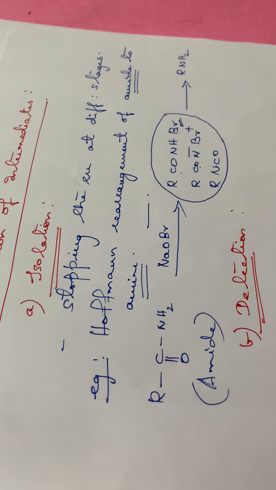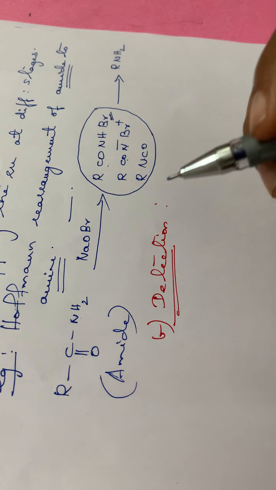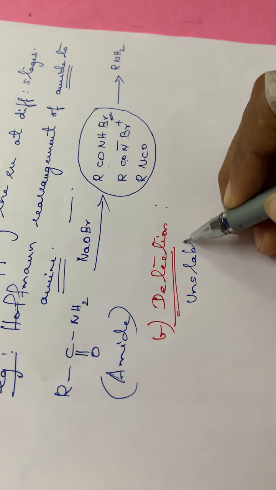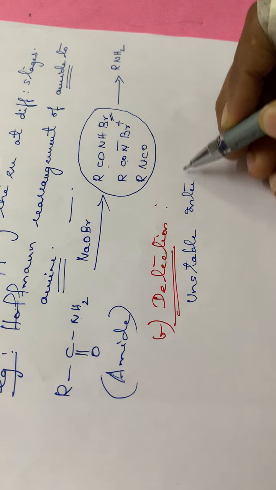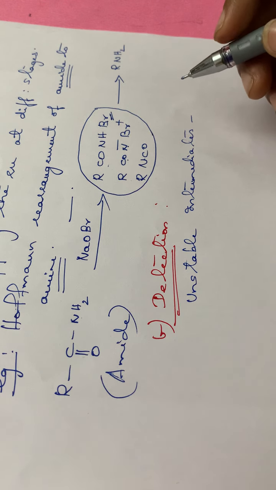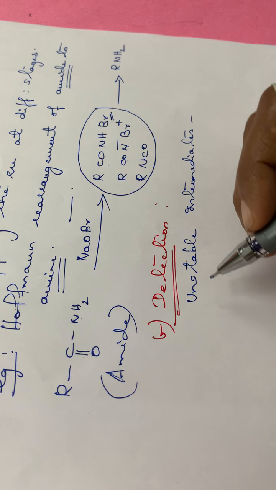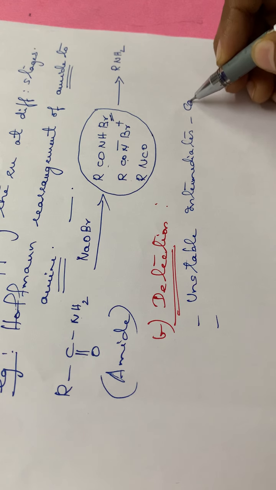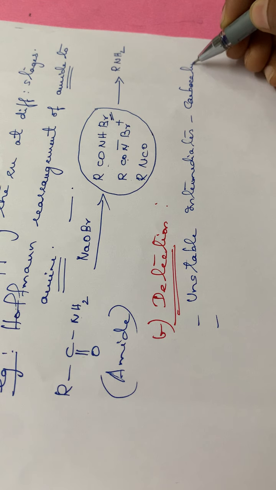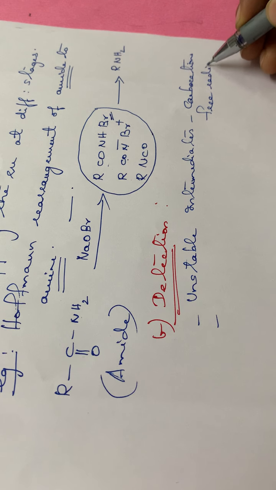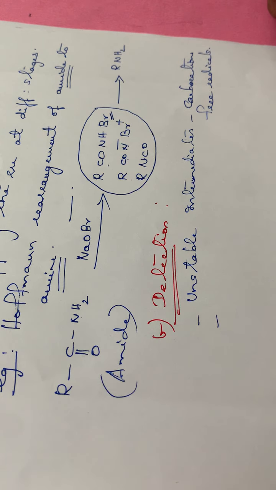By detection. In the case of detection, we are using this method for the detection of unstable intermediates. Unstable intermediates will be highly reactive, isn't it? Usually this method is used for the detection of carbocations and free radicals. For the identification of carbocations and free radicals, this detection method is adopted.